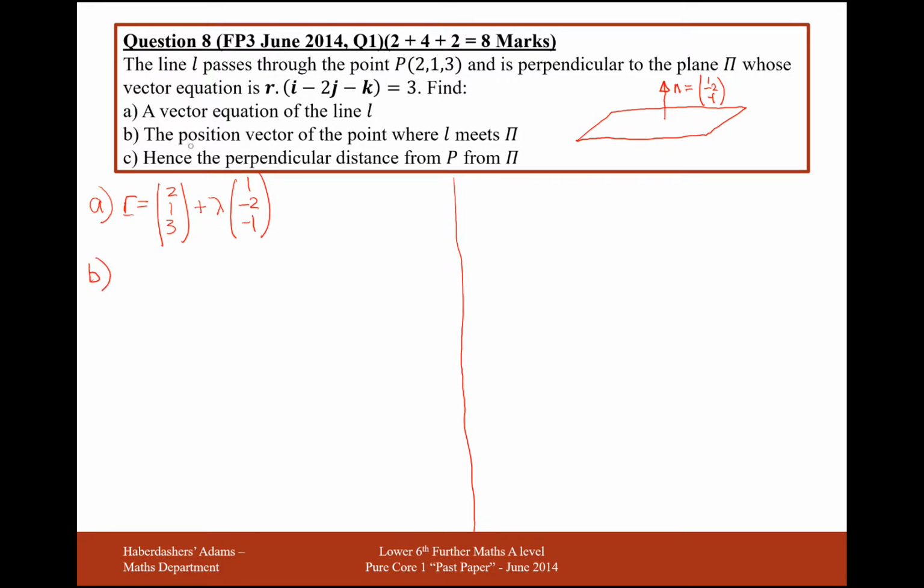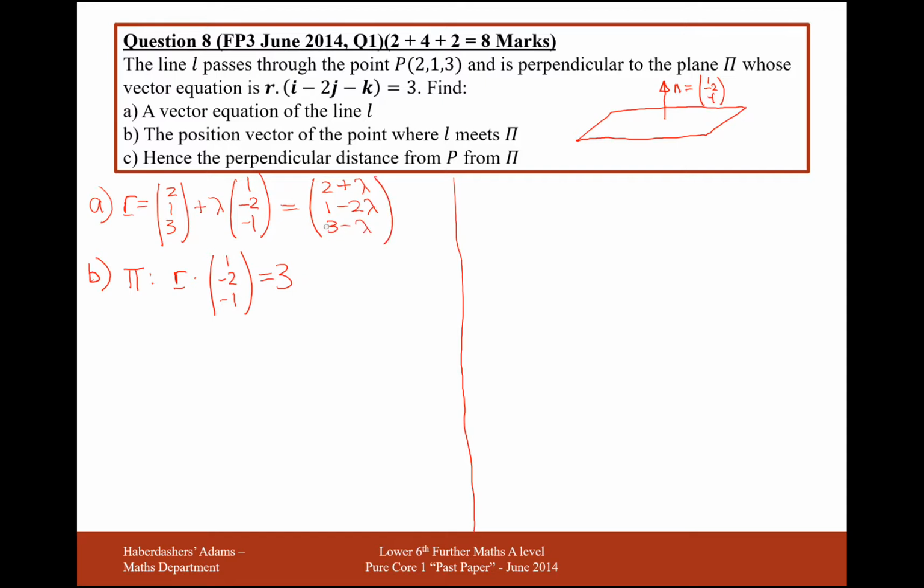Part B, find the position vector of the point where L meets pi. Okay, so let's write pi out. That's r dot (1, -2, -1) equals 3, and I also have an expression for r here. That's (2 plus lambda, 1 minus 2 lambda, and 3 minus lambda).